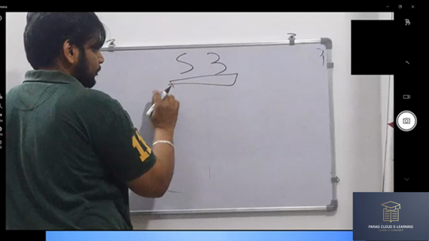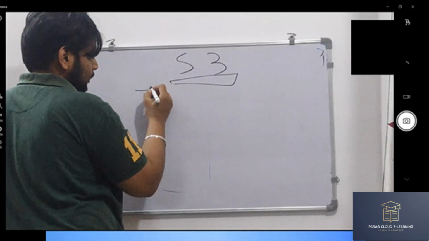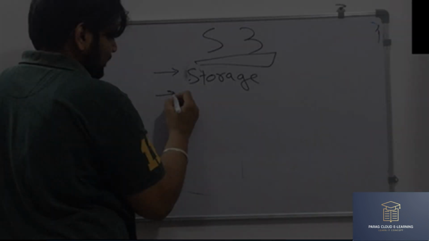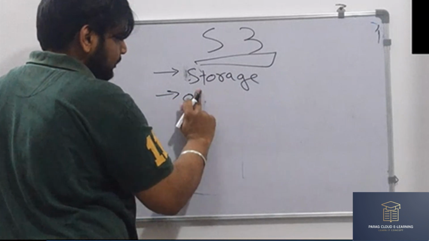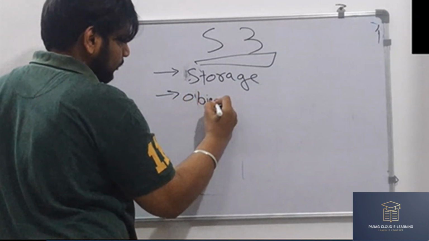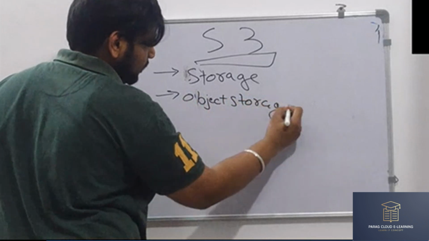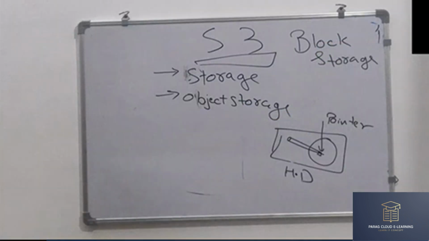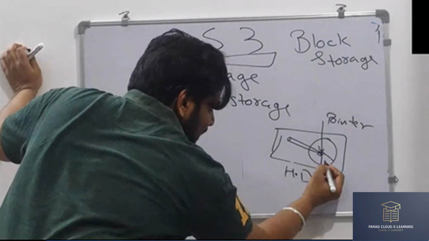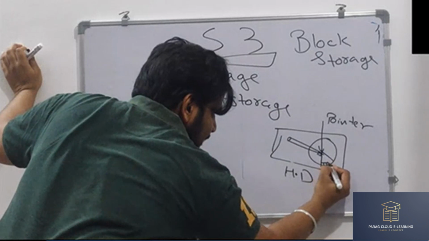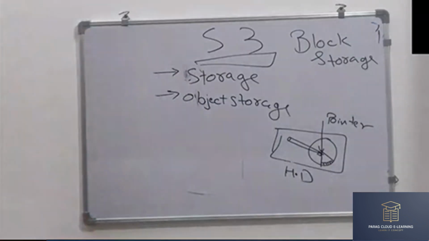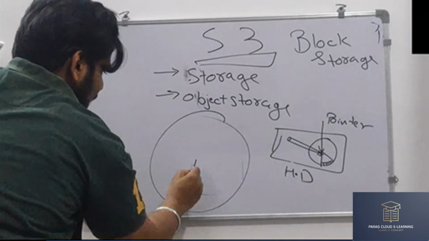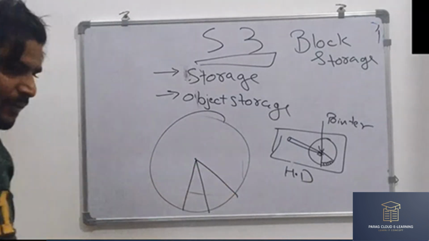So in S3, I talk about it being a storage device. In S3, I'm saying it's object storage. What is meant by object storage? Before that, I want you to understand what block storage is. When you write data, it is written something like this. Small blocks will be created. Let's say this is your hard disk, and here different sectors will be created.